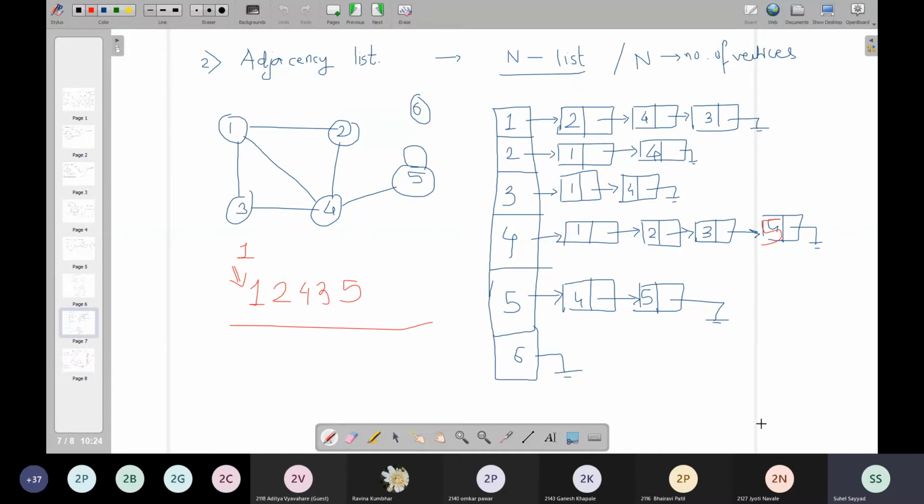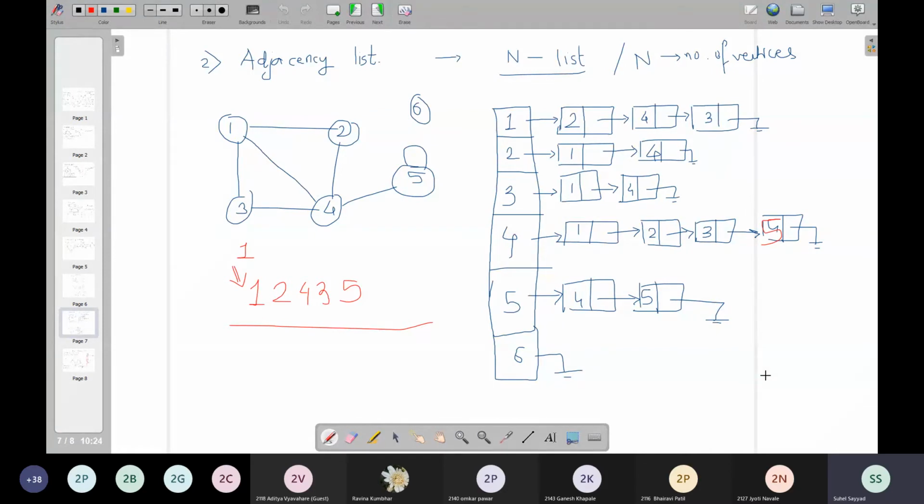But if only the list is given to you, my dear students, and it is not informed to you which is the starting vertex, one candidate may take 1 as the starting vertex, someone may take 2, someone may take 3, right? So I may get different answers also.